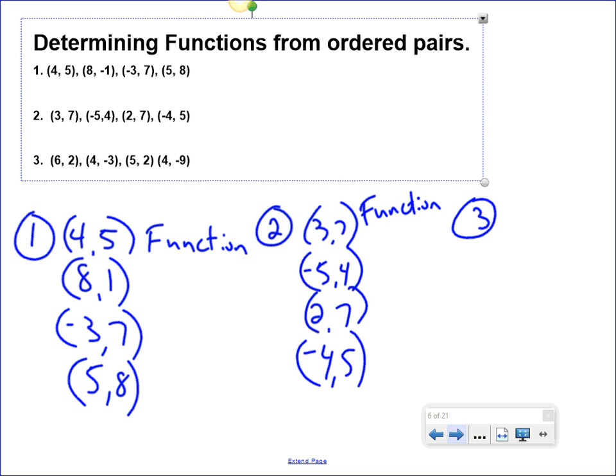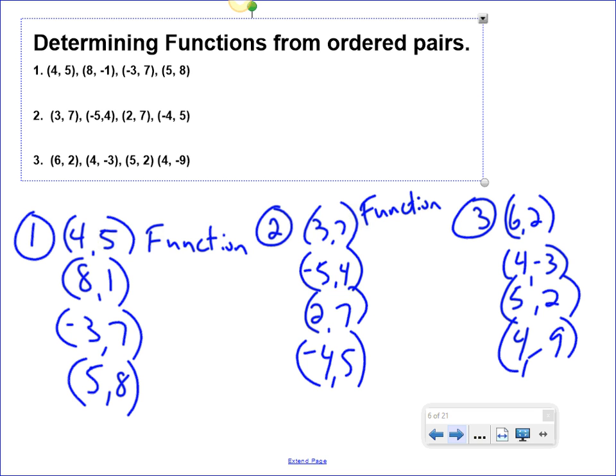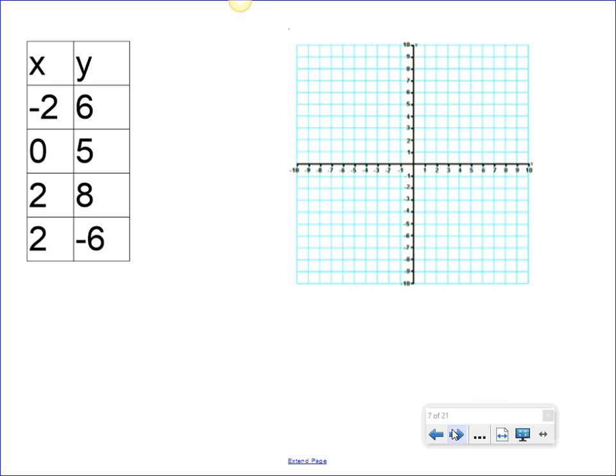Okay, the third one, we got a 6, 2. We got a 4, negative 3. We got a 5, 2. We got a 4, negative 9. And is this one a function? And hopefully we're saying no because of that 4. So this is not a function. Okay, moving right along.